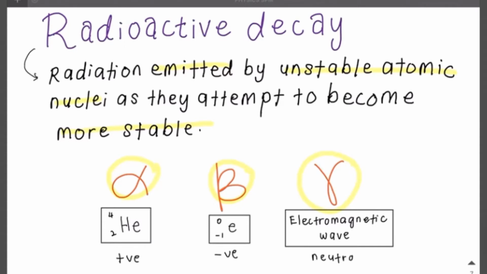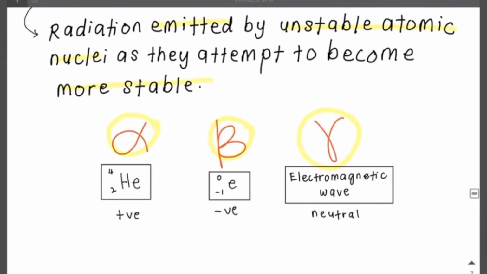In terms of penetration, the penetration rate for alpha is very low, so it can be stopped by a sheet of paper. For beta, the penetration rate is average, so it can be stopped by a few millimeters of aluminium. And for gamma, the penetration rate is very high, so you will need a few centimeters of lead to filter the rays.